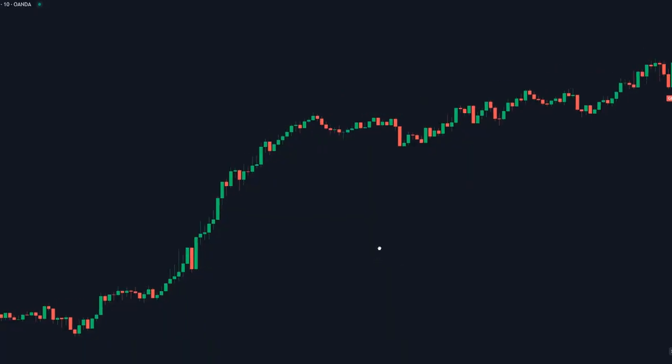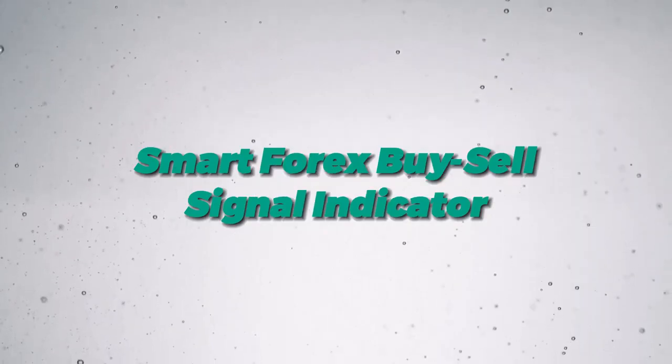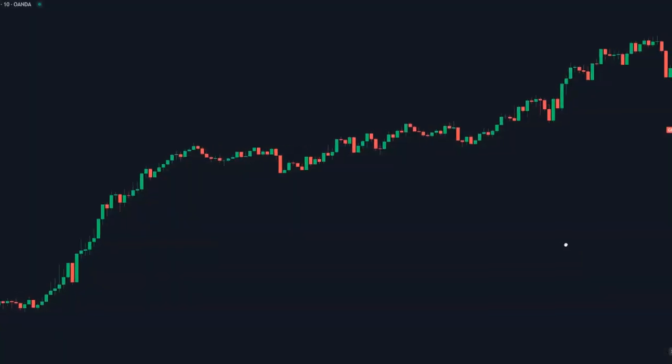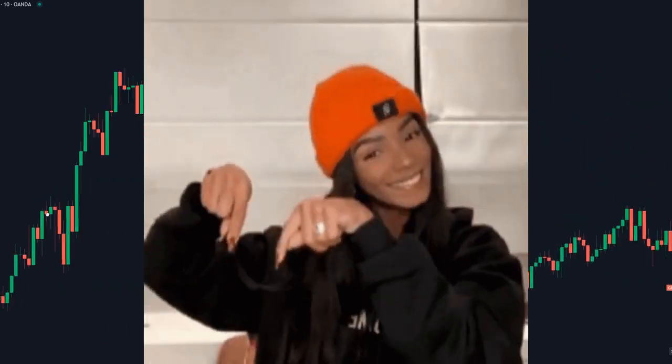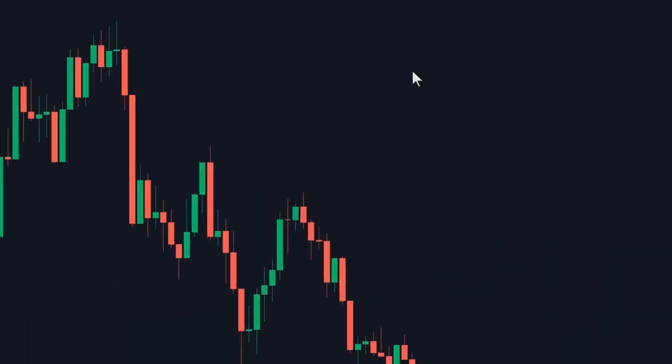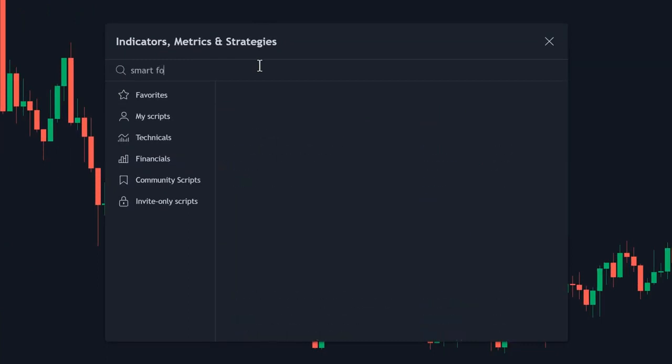Now, this indicator is called Smart Forex Buy-Sell Signal. To add it to your chart, go to Tradingview. If you need to sign up, link for that will be in the video description. Next, open the indicator search tab and type in Smart Forex Buy Sell. And it's going to be this one created by Lucas.